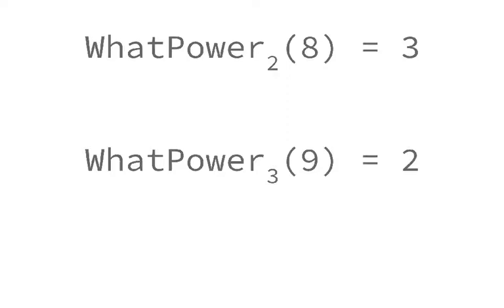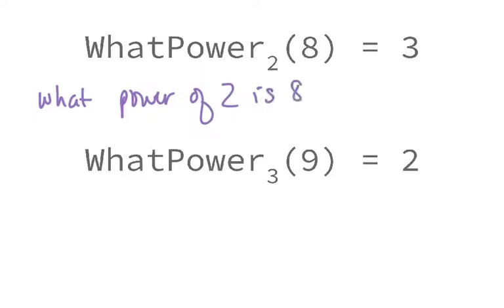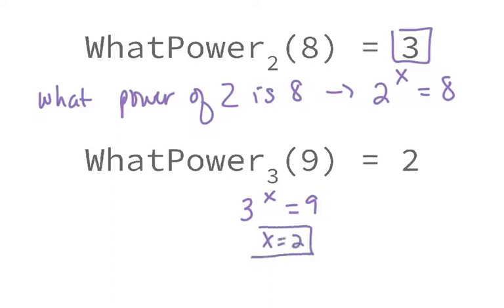So you could rewrite this or think about this as: what power of 2 is 8? Essentially you could rewrite this as 2 to the power of x is 8, and then the answer you get is the exponent. So what power of 3 is 9? When you solve for x, you get x is 2 because 3 squared is 9.